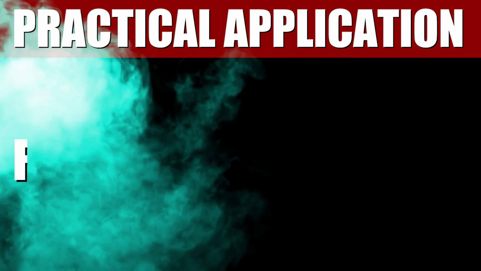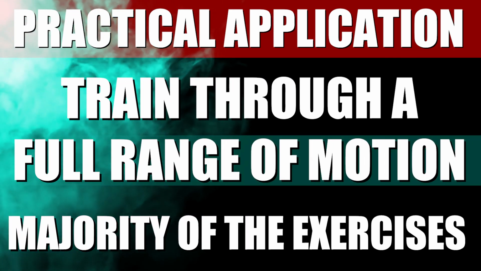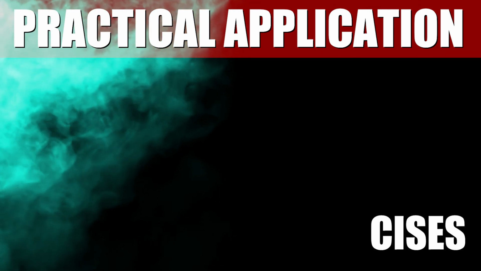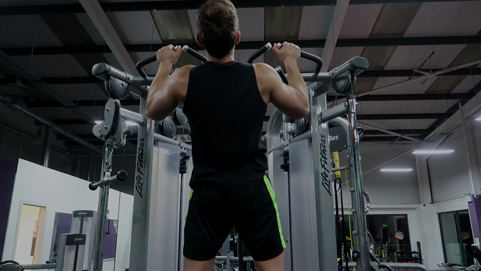So what's the practical application that we can take away here? It's to train through a full range of motion with the majority of your exercises. It doesn't need to be all, but for specific exercises like a barbell skull crusher, or maybe a pec deck, that's when you might want a partial range of motion because of the bad resistance curve.